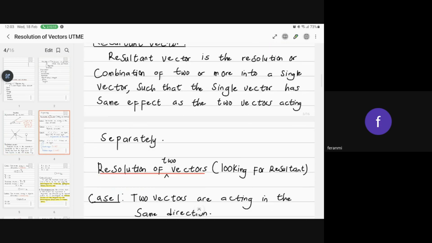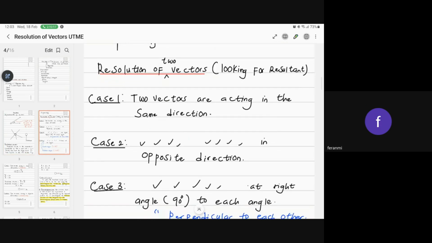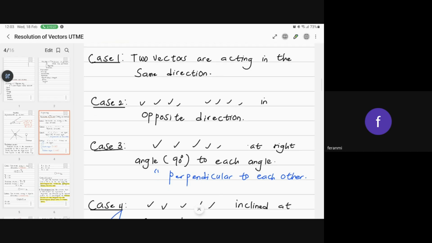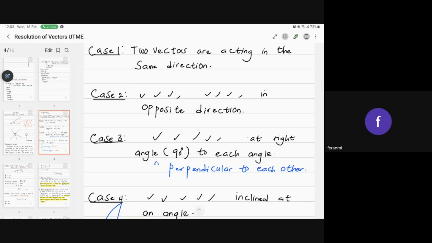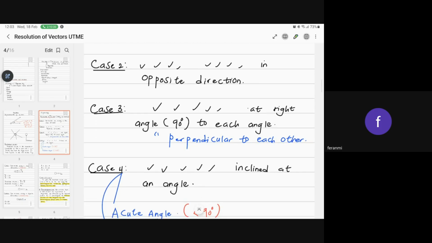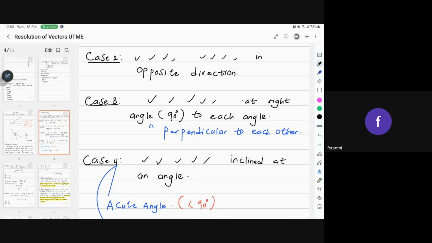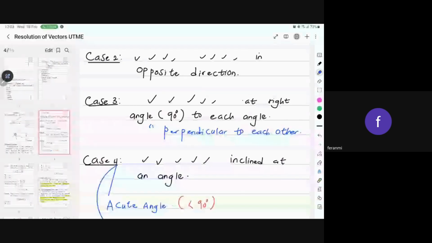After that, I looked at how we can get these resultant vectors, which we call the resolution of vectors. Case one is when you have two vectors acting in the same direction. Case two, Suzanne, you can listen now, it can help you as well, is when two vectors are acting in opposite direction. Then case three is when they are at 90 degrees to each other. That means when they are perpendicular to each other, right? And I actually proved how to show that they are 90.